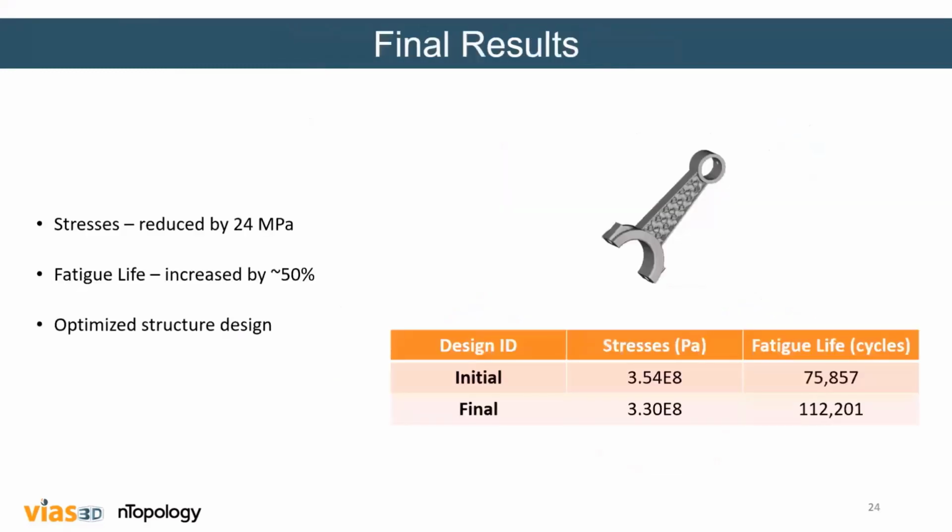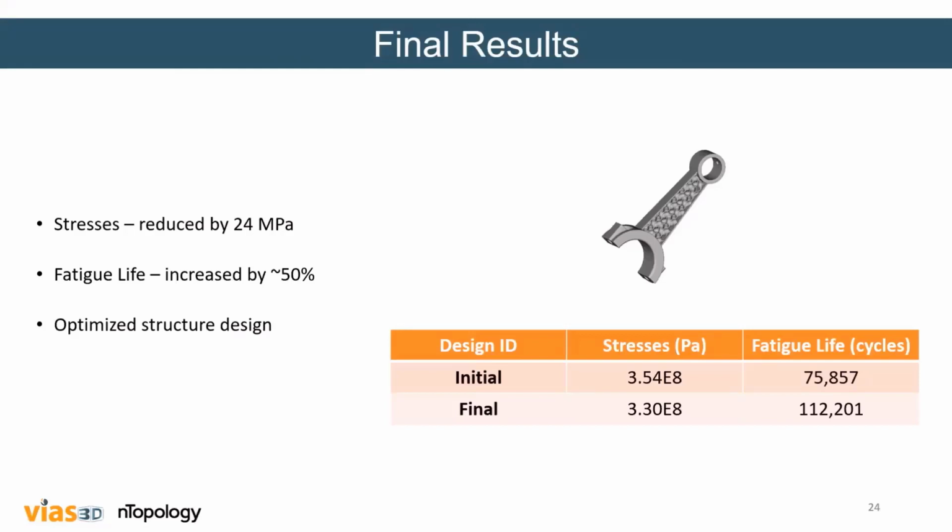I think, yeah, this is just showing some of the numbers. So stresses have been reduced. Again, 24 MPa or 20 MPa or 40 MPa, that's not the main point, but you can have a reduction in the stress. We have shown here a stress-based problem, but it can be a strain-based problem as well. Fatigue life is increased by more than 50%.